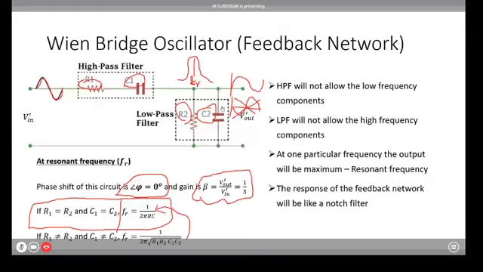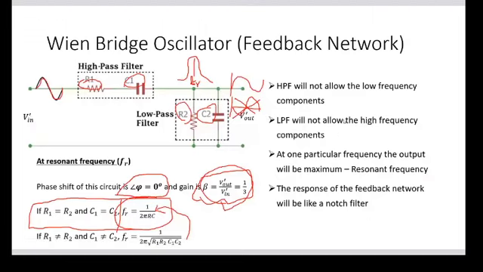So this is about your Wien bridge oscillator. We will now see how we get the beta value of 1/3, and how the resonant frequency gets the expression of 1/2 pi RC. That will be discussed now. I'm moving on to the next slide.